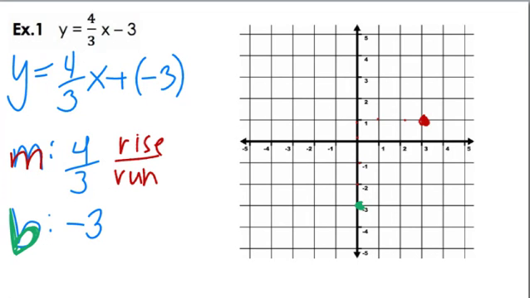So my rise was 4, my run was 3. If you don't see that and you don't see it on your paper, pause for a second and count that out on the page.